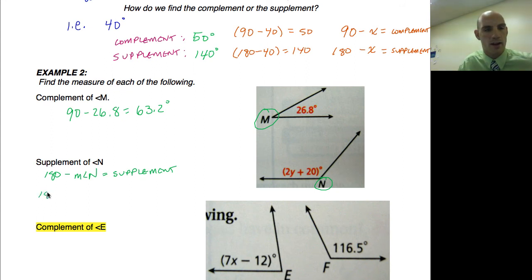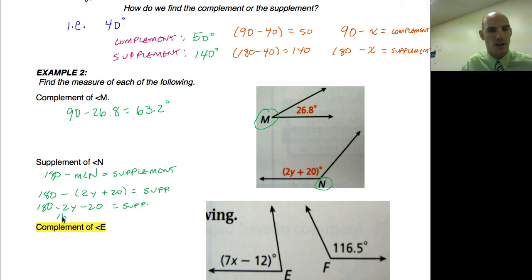So I'm going to do 180 minus 2y plus 20 equals, and I'm going to call it the sup, so that I don't have to remember supplement. And so this is going to be 180 minus 2y minus 20, because I distributed that negative, equals the sup. And so this is going to be 160 minus 2y equals the sup.